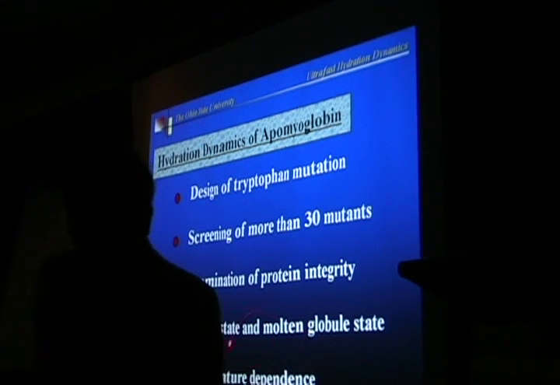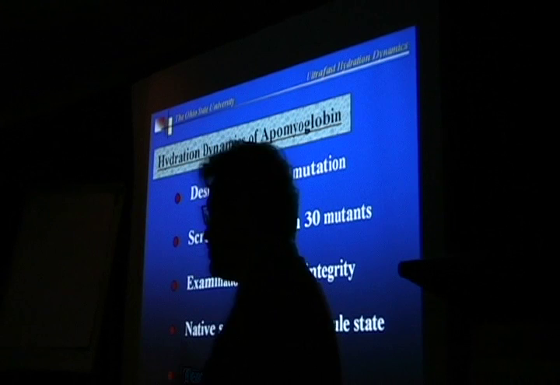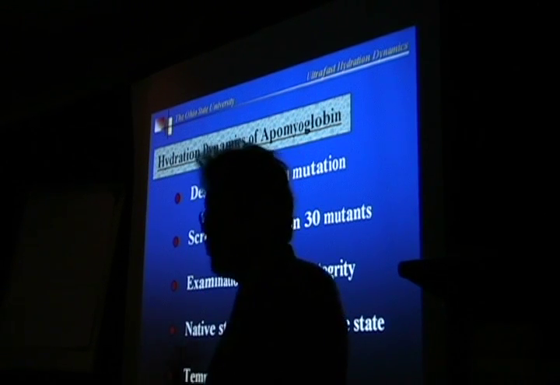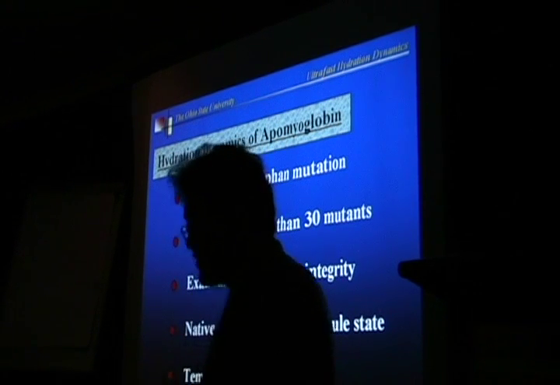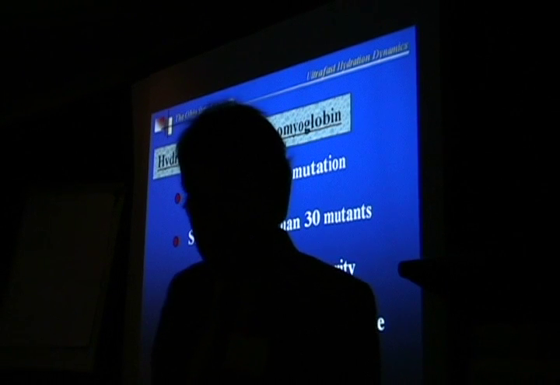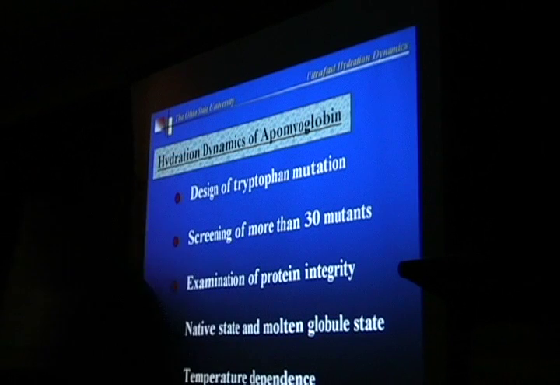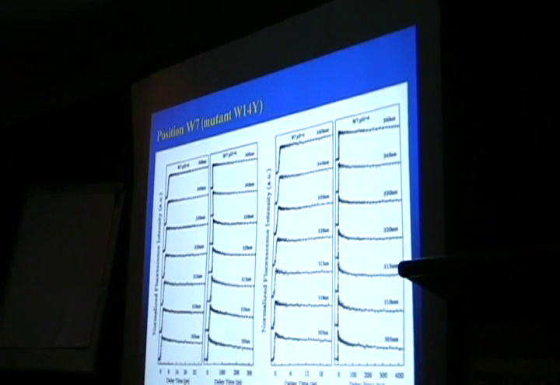And then we did two states. One is the native state at pH 6. People know in the literature that if you change the pH to 4, apomyoglobin is a stable molten globule state. So we also did the molten globule state to compare what's different in the water or protein structure at different pH. And also we did a temperature dependence, because the hydrogen-bond network may show very different temperature dependence than the free water. So that takes three to four years.